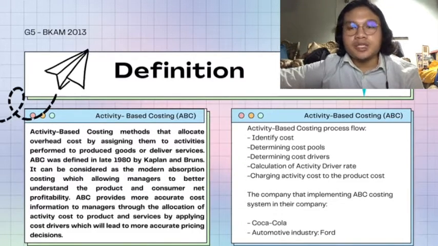The next step is to calculate the activity cost driver rate. Since we have grouped our activities, we need to identify the rate for each group. Usually, the activity driver rate is the total cost of an activity divided by the cost driver. The last step is to charge activity cost to the product cost. Since we have identified the rate for each activity, the cost of activity will be charged to the product using the cost driver rate according to the requirement of activities of each product.